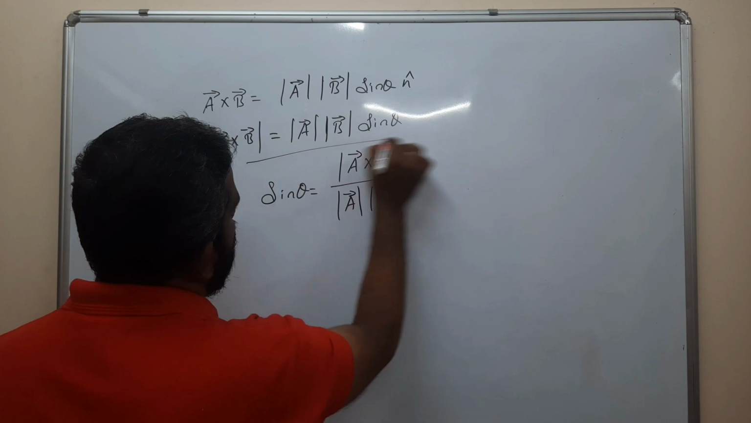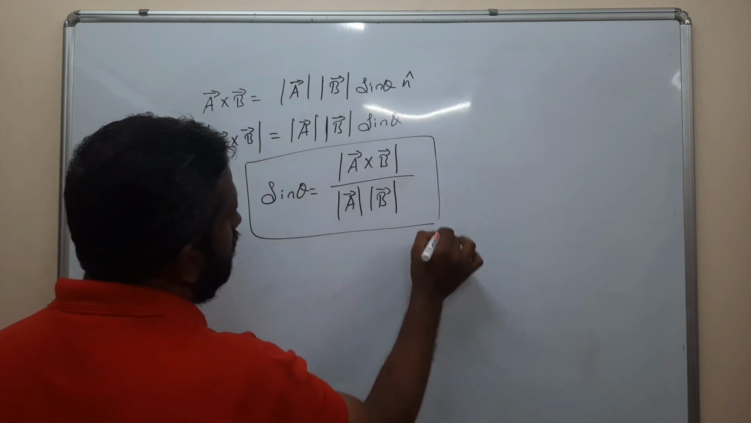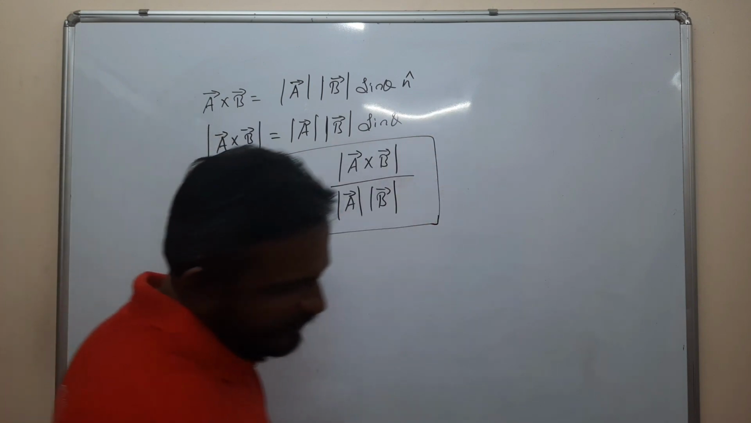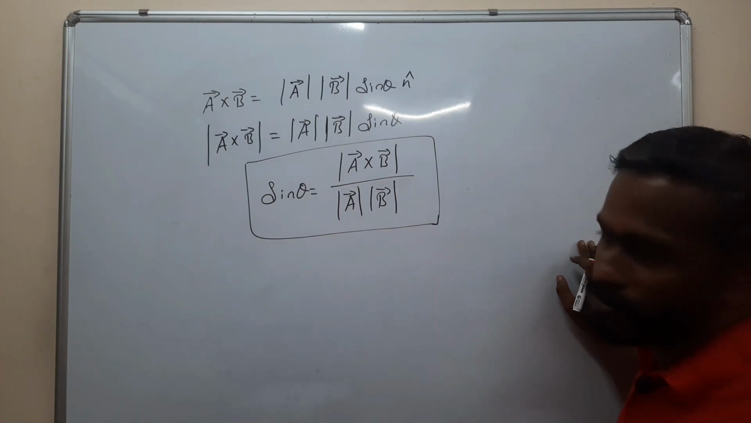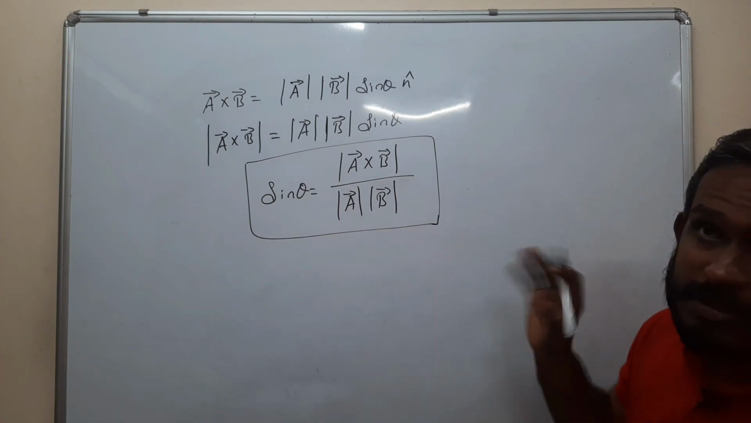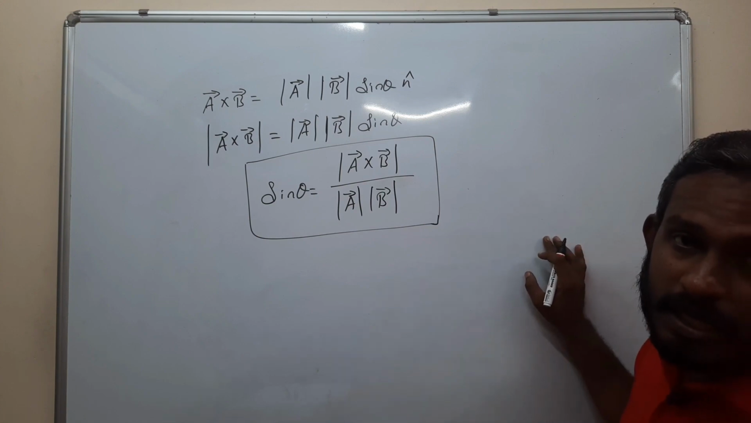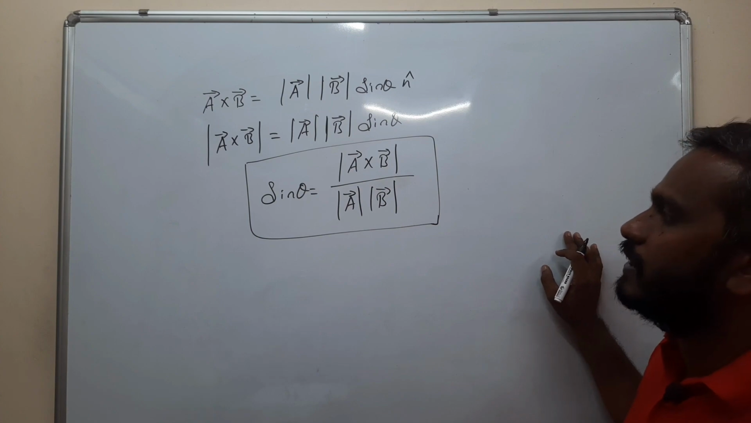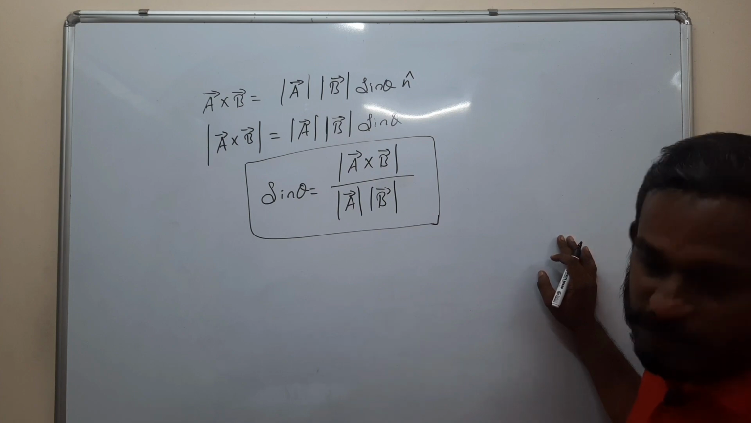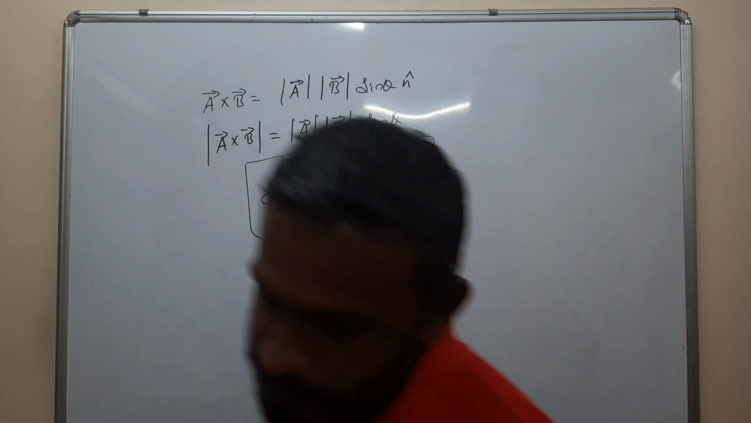Very, very important formula. That is the sine of the angle theta between the two vectors. So we can use this formula to find the sine of the angle between two vectors: sin theta is equal to modulus of a vector cross b vector, divided by modulus of a vector into modulus of b vector.